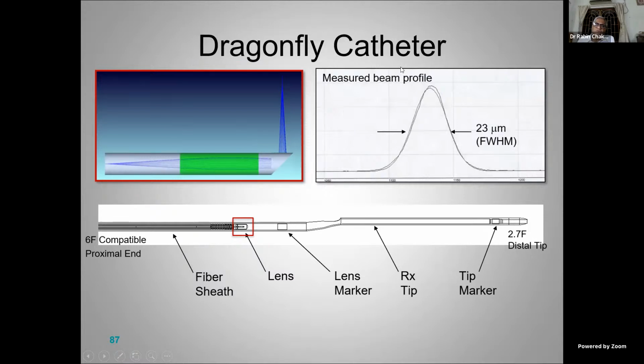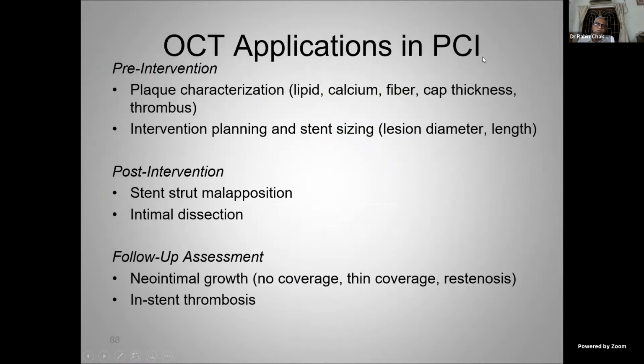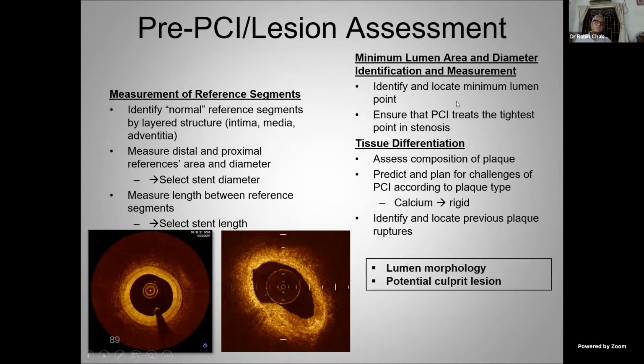This is how the light goes, measurable beam profile, and how the light goes. So it can be done in pre-intervention: plaque characterization, lipid, calcium, fibrous cap thickness, thrombus; intervention planning and stent sizing, special lesion diameter length. After intervention: stent strut malposition, intimal dissection. And then follow-up, which is very, very helpful, especially for the neointimal growth, no coverage, thin coverage or restenosis and in-stent thrombosis. For this purpose, follow-up, the unique tool, no doubt about that.